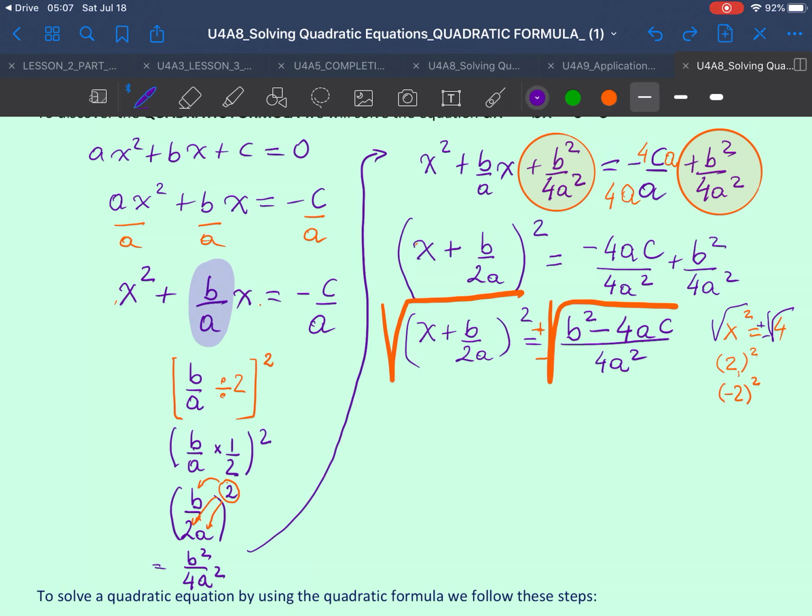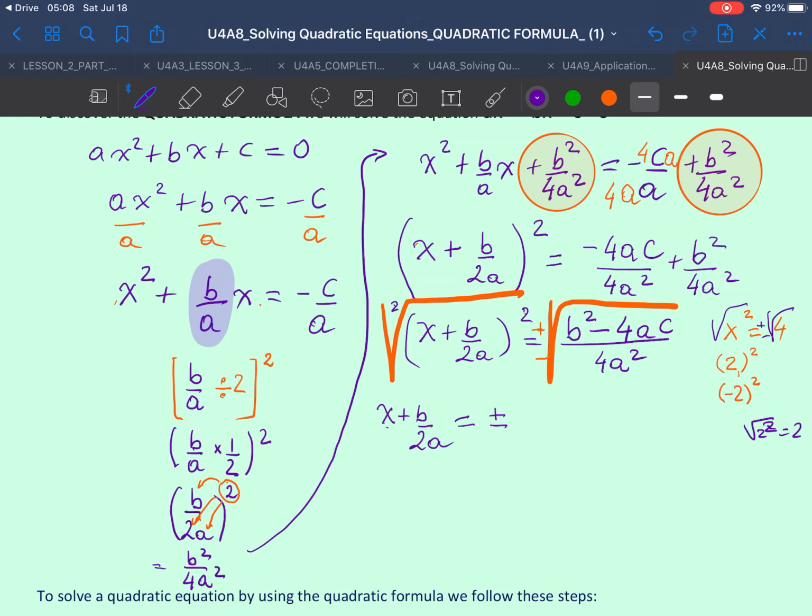And here we go. We have x plus b over 2a. We know that this is an index of 2, and when you square root a squared number, let's say when you square root 2 squared, your answer is 2, right? And the same thing in here, when you square root a binomial squared, the square root of it would be the binomial itself. And then we have here plus or minus.